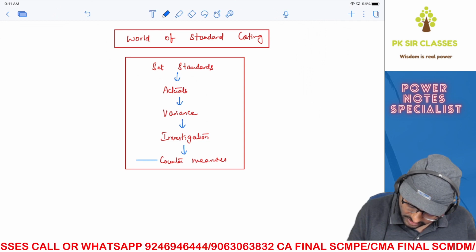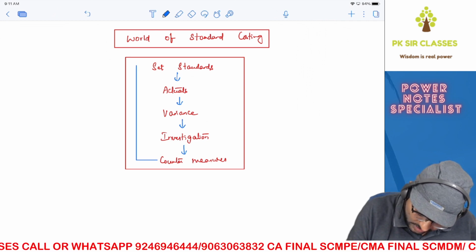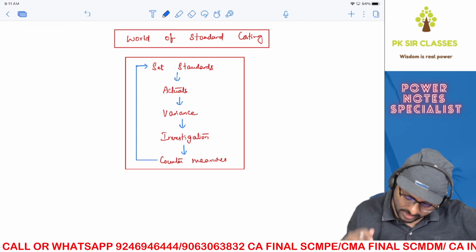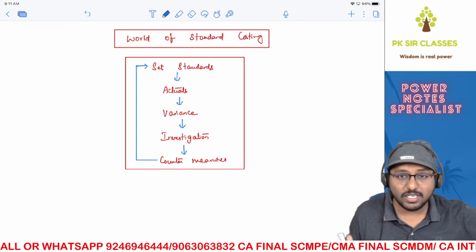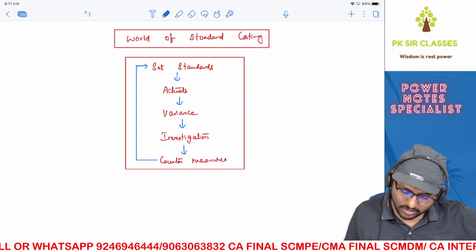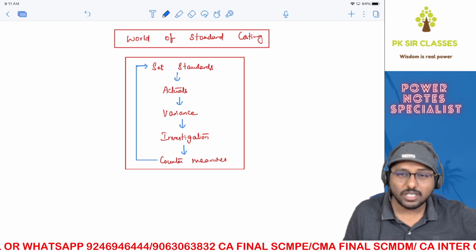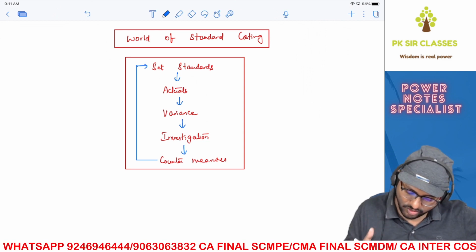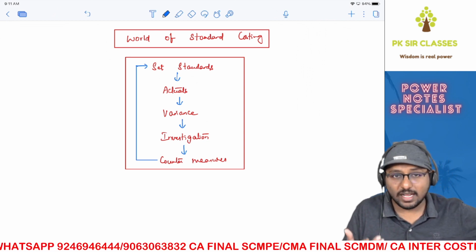Now, after taking countermeasures, what will happen? Again, you will set the standard for the next quarter or next year or something like that, and then the same stuff will get repeated. So to put it very simply, this is what we call the world of standard costing in a gist. Set the standards, actuals will happen, then you calculate the variance, which is the difference between the standards and the actuals.